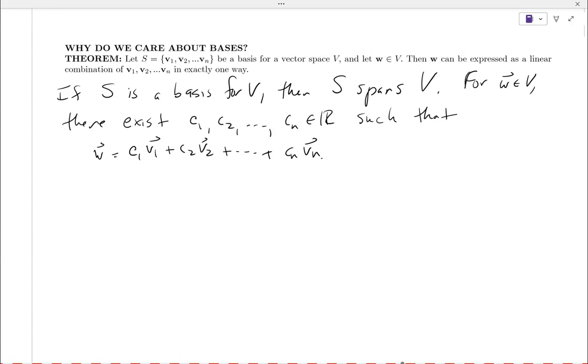That's what spanning means, right? If a set spans a vector space, then we can write every single vector in the vector space as a linear combination of those basis vectors. Now again, this is an abstract notion, but the reason why we're doing it more abstractly is because we want to be able to apply this in various situations.